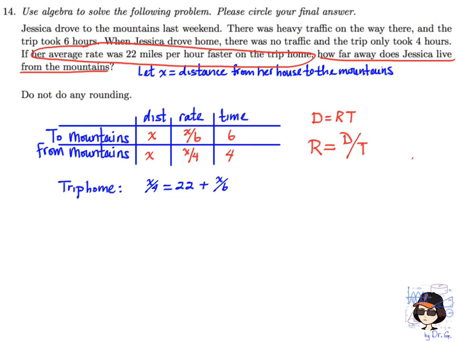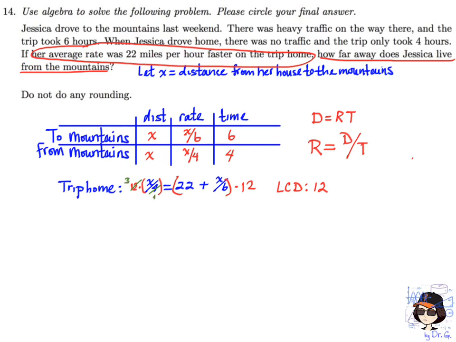Okay, so x over 4 was her rate coming home, and it's saying that that's 22 miles per hour faster than her rate going up. So it's 22 plus x over 6. Okay, and so now I like to get rid of fractions, so I'm going to find the LCD, which is 12. Both 4 and 6 go into 12, and it's the smallest number they both go into. And now I'm going to multiply both sides of my equation by 12 to get rid of the fractions.